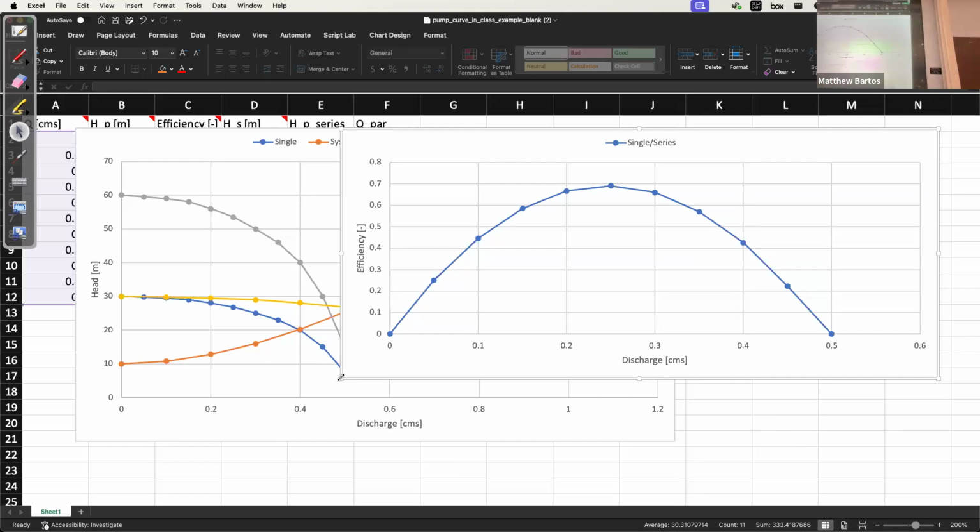Yes. Values for the extended level. So just in brief, you can use any set of Q values that you want in the system head curve. It doesn't need to depend on the range of Q values used for the pump curves. You can create an entirely new column with a new set of discharge values and use that.